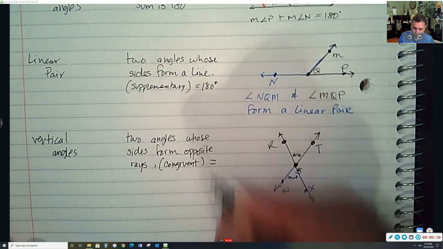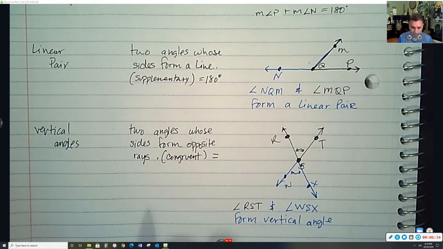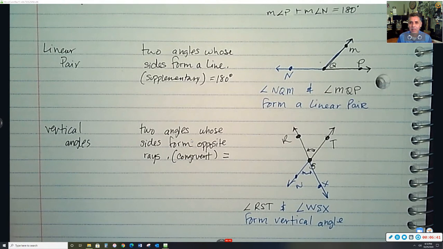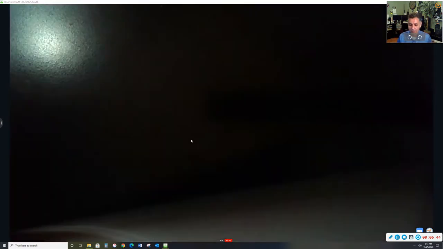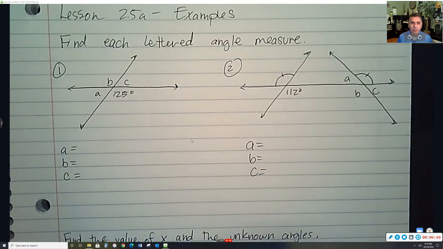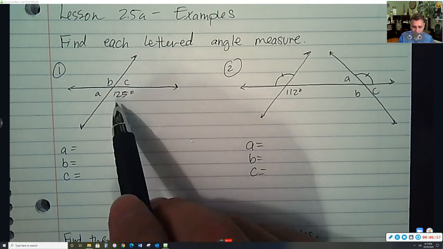Well, what does it mean? It means they have equal measures. Okay. So let's do some examples. I moved that kind of quick, but if you need to pause it to copy it, so let's look at the example here. Again, pause it right now so you can copy it, and then I'm just going to get into solving this. So again, you have to recognize vertical angles.